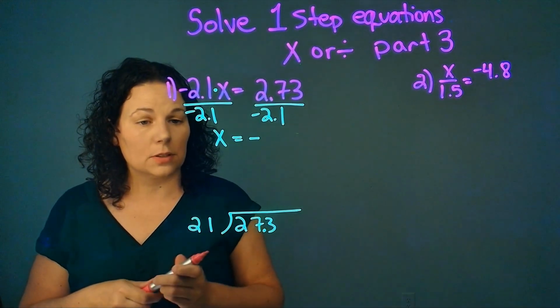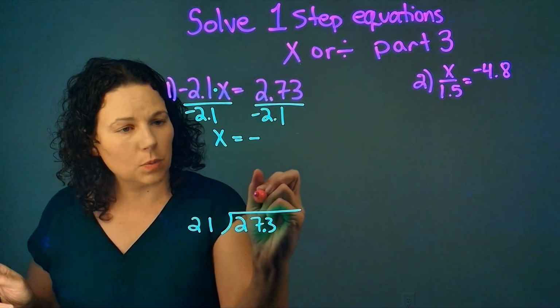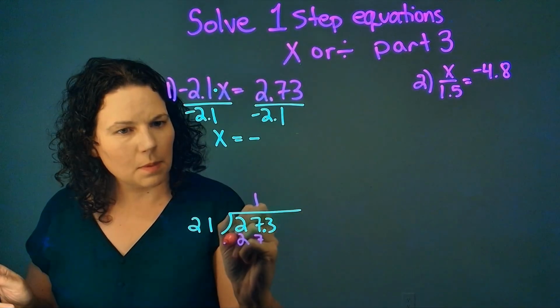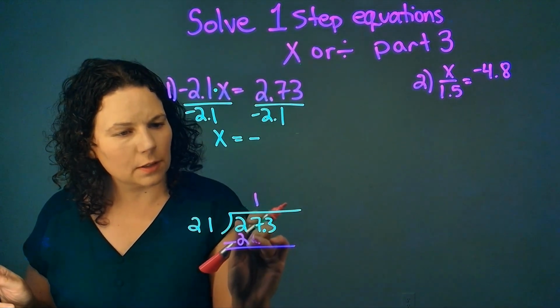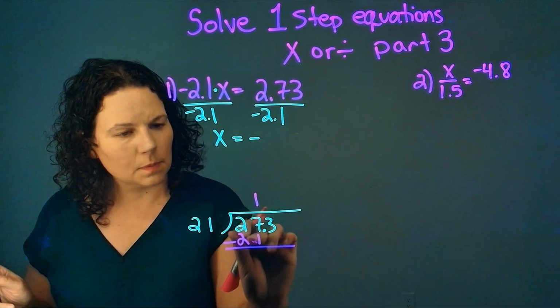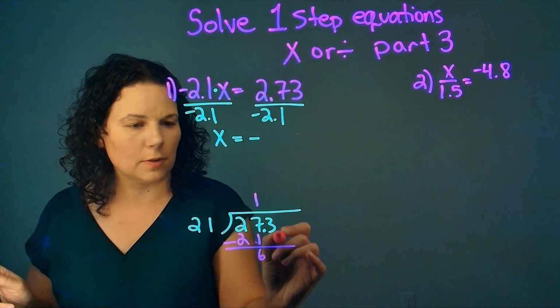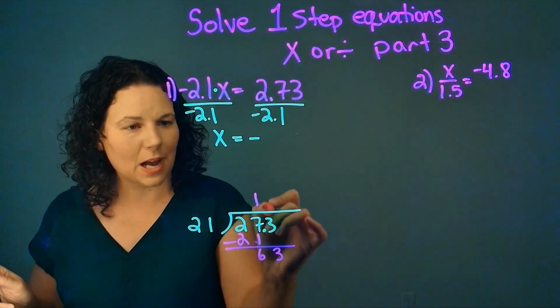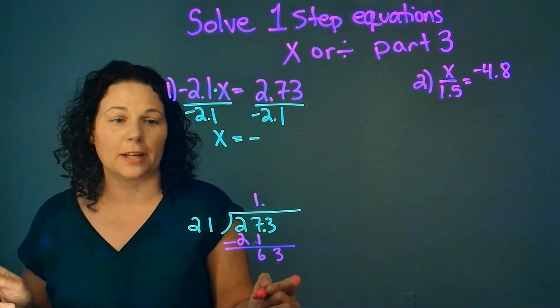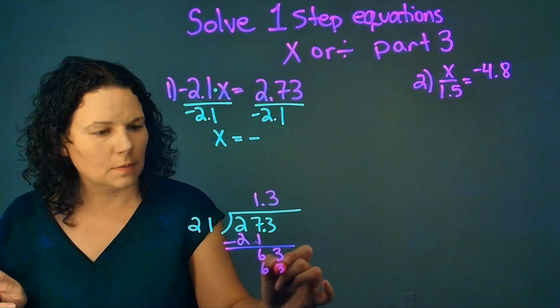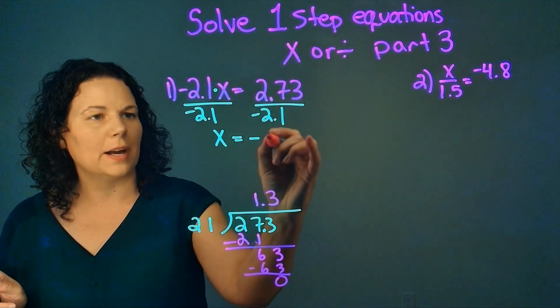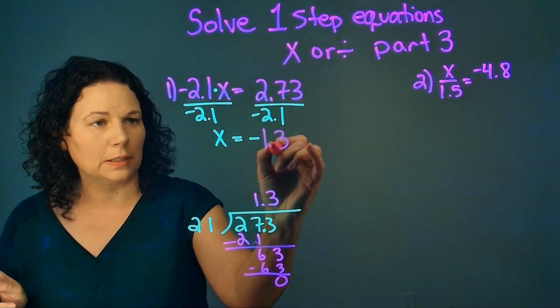Let's see if we can do this. 21 goes into 27 one time. I'm going to have to write small. I'm going to run out of space. Oop, that's a 1. That's what I get for talking and writing at the same time. That's going to give me 6 left over. I'm going to bring down the 3. And at the same time, I'm going to bring that decimal up so I don't forget it. 21 goes into 63 3 times. And I get 0 left over. So we have negative 1.3.